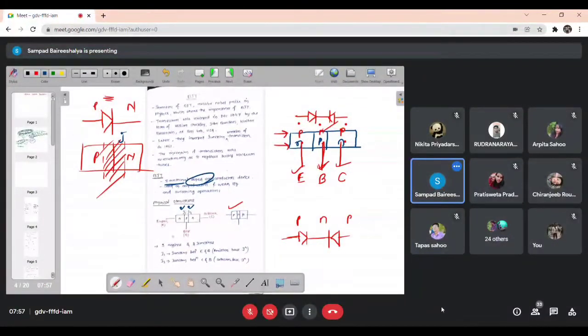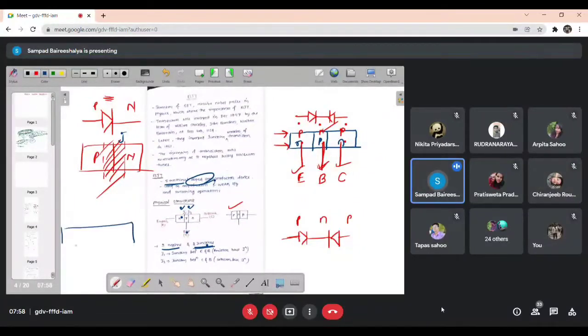So finally, what did we come across? We came across that a BJT is a three-terminal doped semiconductor device, and it has three regions and two junctions. So what are the two junctions? One junction between these two terminals and another junction between these two terminals. That means one junction will be between the emitter and base, and another between the base and collector. Is that clear?